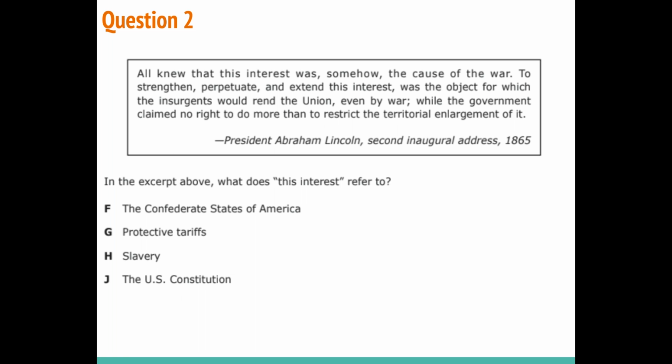Is it F, the Confederate States of America? G, protective tariffs? H, slavery? Or J, the U.S. Constitution? Take a minute.